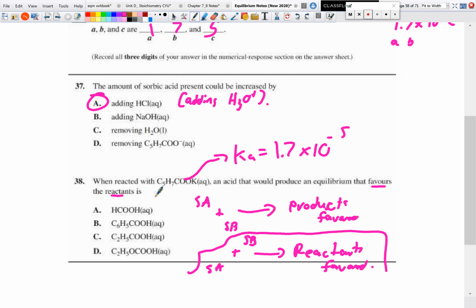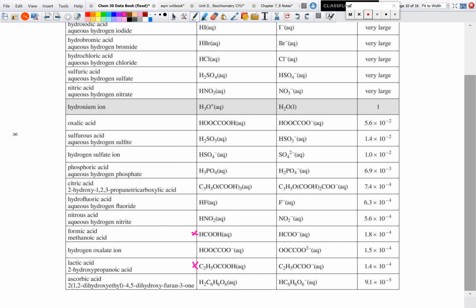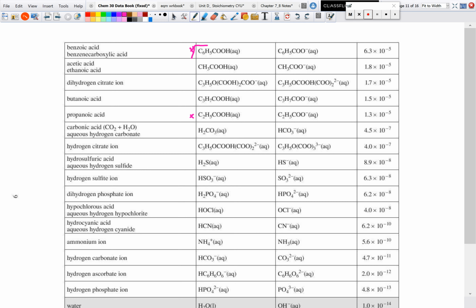We're going to have to find each one, so A, B, C, and D. So we have our HCOOH, C6H5COOH, C2H5COOH, and C2H5OCOOH. Not too much difference between these two right here, but how they're found in your data booklet is massively different. So let's find them in our data booklet. All right, so switching over to our data booklet, we find our first one, HCOOH here, and its Ka is 1.8 times 10 to the power negative 4. We have our other acid, another one, and the last one right here.